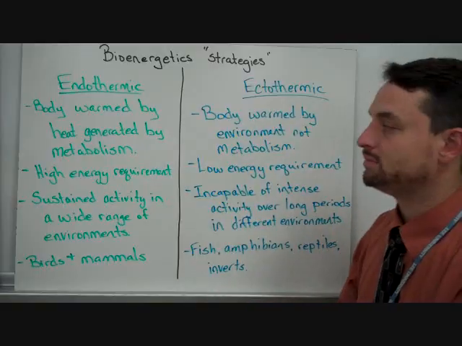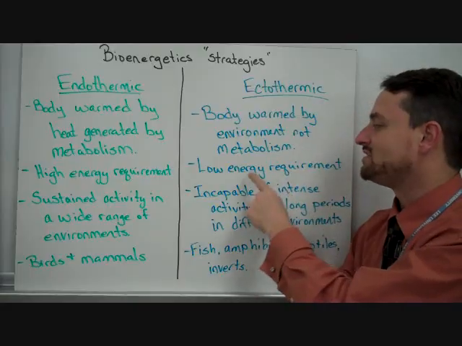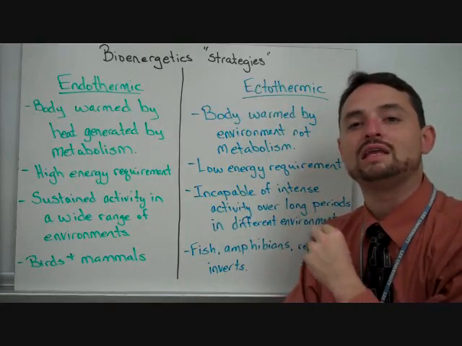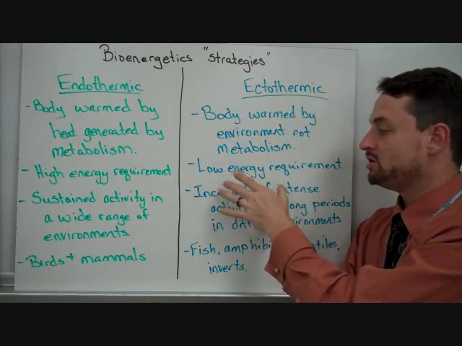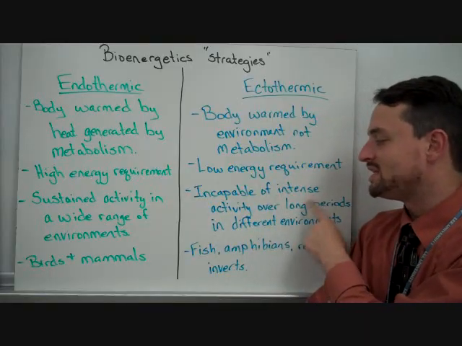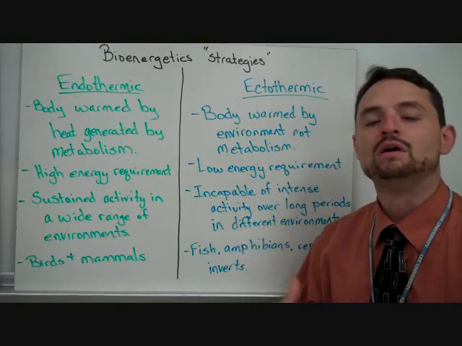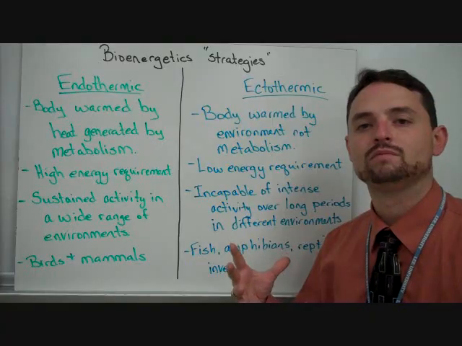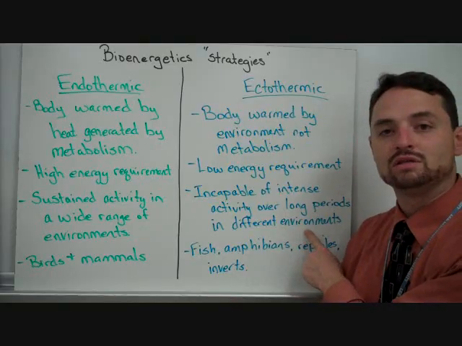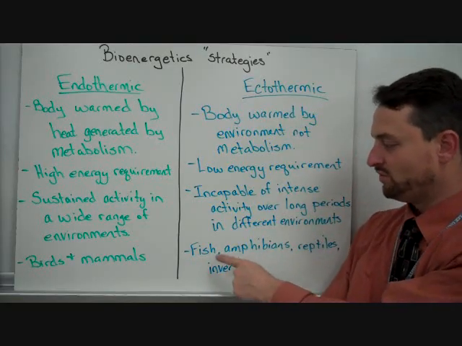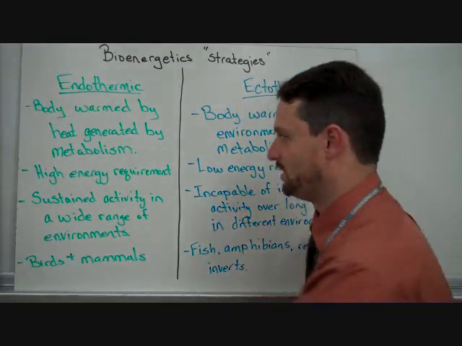As opposed to the ectotherms, in the ectothermic, the body is warmed by the environment, not by metabolism. This allows them to have a low energy requirement because the food they eat is strictly for energy, not for heat as well. So they don't have to eat as much, but because of that, they're incapable of intense activity over long periods of time in different environments. They may have energy to react quickly, but then they're going to have to stop after a while. They can't continue to prolong that activity. They also have to be in particular environments, okay, because of that. And we see this with fish, amphibians, reptiles, and invertebrates. Just to mention, I guess, a few there.